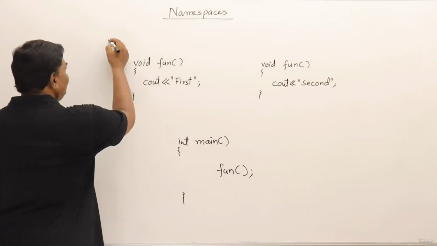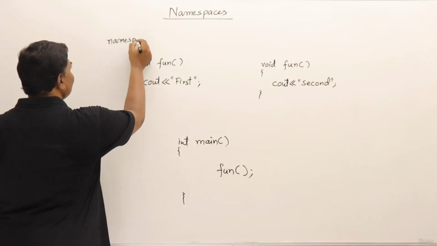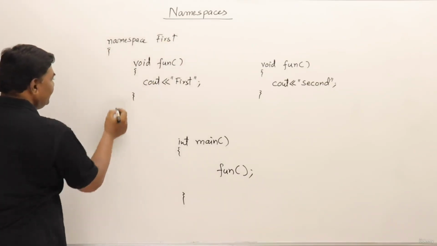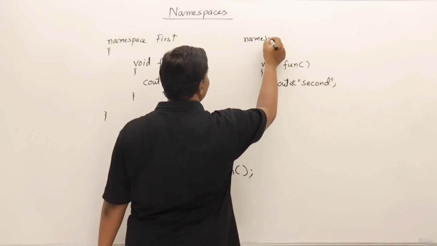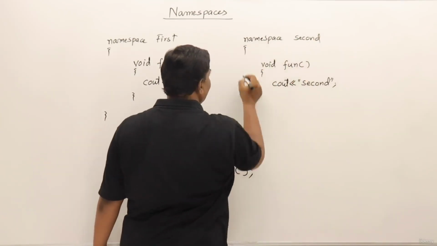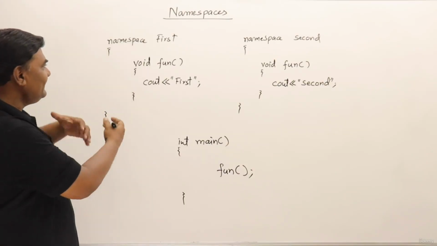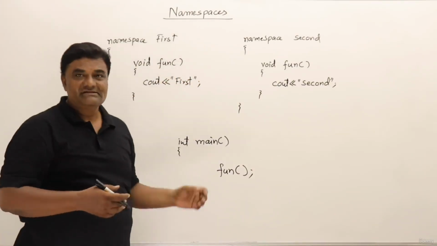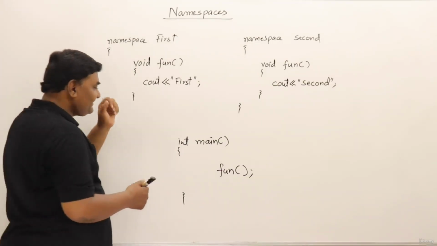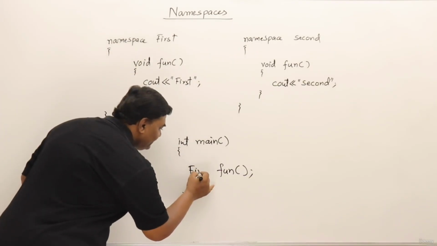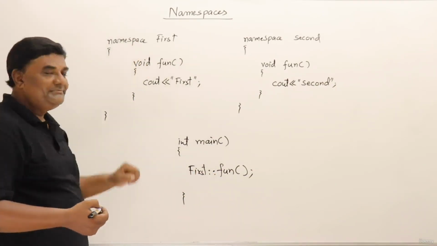So for this, we can use namespaces. We can define a namespace first and let this function be inside this namespace. And this is namespace second and let this function be inside this namespace. Now I have encapsulated the functions inside the namespaces. Now when I call the function, I must give the namespace like this. First, scope resolution. Now the function fun of the first namespace will be called.